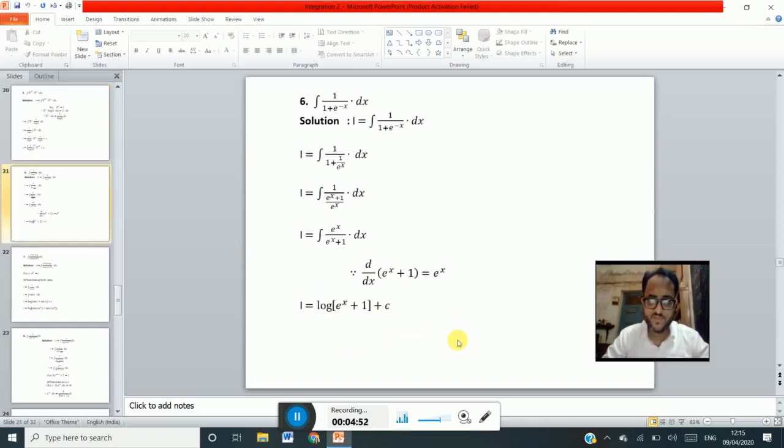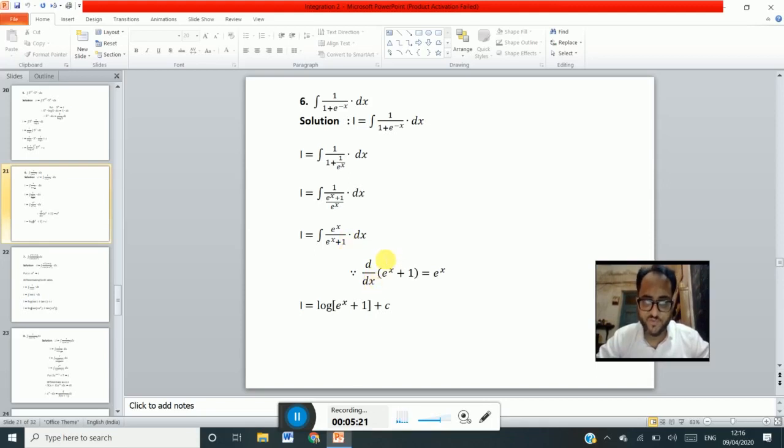See the next one, integration of 1 upon 1 plus e to the power minus x dx, right? So let I be the given integral again. e to the power minus x means 1 upon e to the power x, right? This adjustment is done. Then cross multiply here: 1 into e to the power x means e to the power x plus 1 upon e to the power x. Then the denominator of the denominator is nothing but the numerator, so it goes to the numerator, that is e to the power x upon e to the power x plus 1.